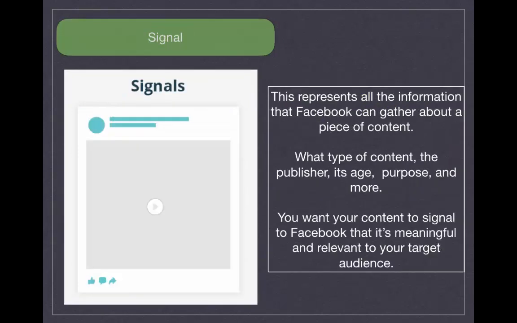Second is the signal. Signal is also one of the very important factors. This represents all the information that Facebook can gather about a piece of content. So if I have posted an ad, Facebook is trying to figure out what type of content it is, who the publisher is, what age it is targeting, what the purpose is, and so many other parameters and signals on which Facebook is categorizing this. So you want your content to signal to Facebook that it's meaningful and relevant to your target audience. Then only you will get more likes and people will engage more with your content.